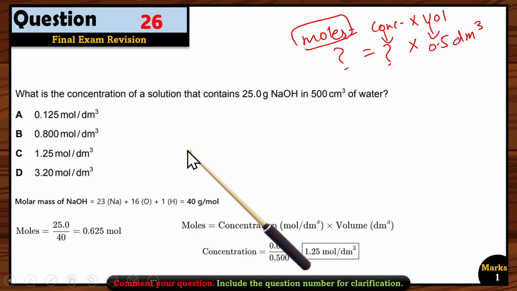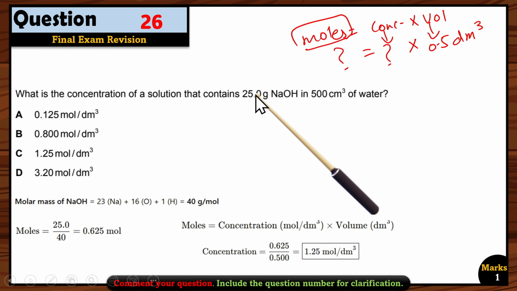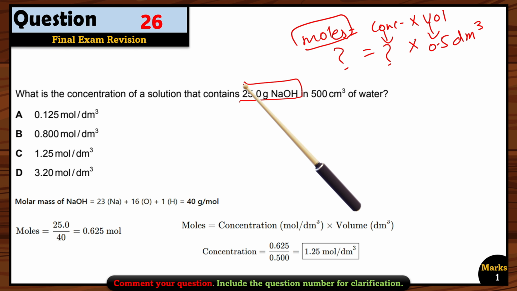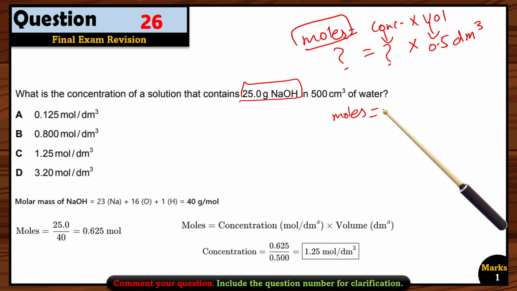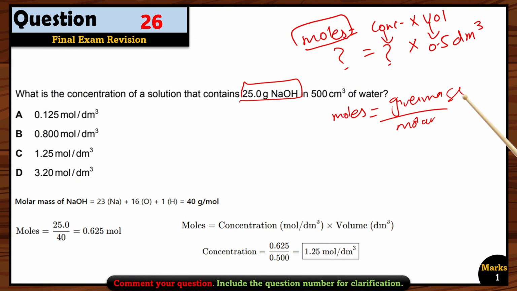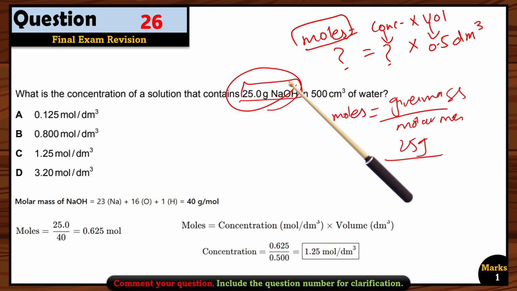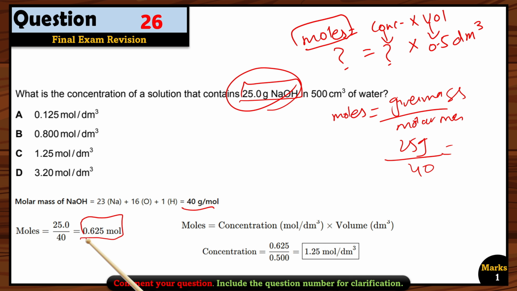We also don't know the moles. But if you see here, we are given extra information, that is 25 gram of NaOH. We can use this to find the moles. How can we find the moles? You have to use the first formula, the one for solids: given mass divided by molar mass. Given mass we already have, 25 gram. What about the molar mass? We can just calculate for NaOH, and the NaOH molar mass is 40. So if you divide by 40, you will get 0.625 moles. Simple.